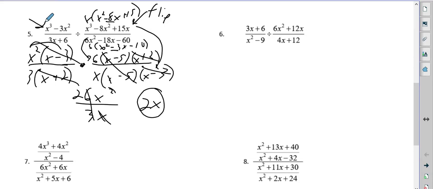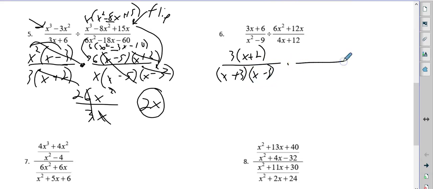Okay, 6. On the top left, I'm going to factor a 3 out and get x plus 2. The bottom is the difference of squares, x plus 3, x minus 3. I'm going to turn this into times. Flip it. Again, this is going to go down here. So I'm going to pull 6x out, x plus 2. This is going to go here. I'm going to pull 4 out, x plus 3.